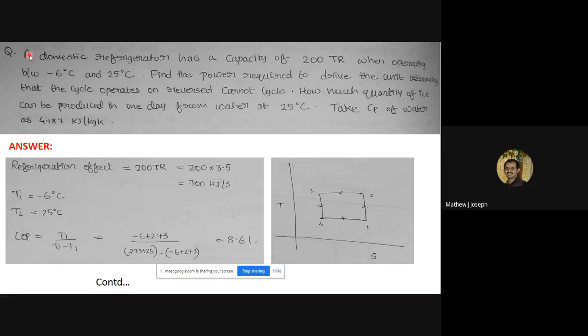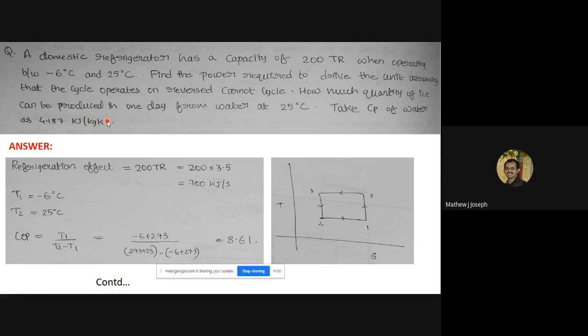So let us read the question. A domestic refrigerator has a capacity of 200 TR when operating between -6 degrees Celsius and 25 degrees Celsius. Find the power required to drive the unit, assuming that the cycle operates on reversed Carnot cycle. How much quantity of ice can be produced in one day from water at 25 degrees Celsius? Take Cp of water as 4.187 kilojoules per kilogram Kelvin.